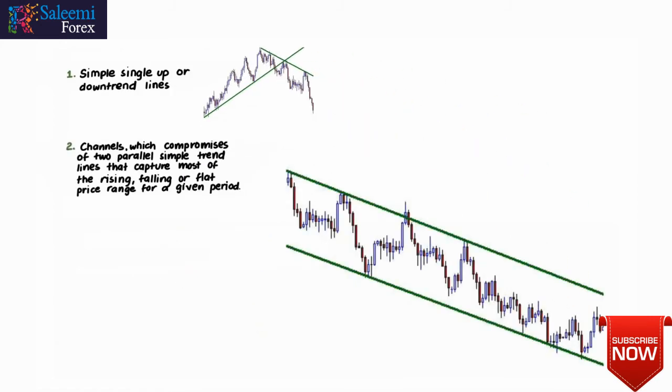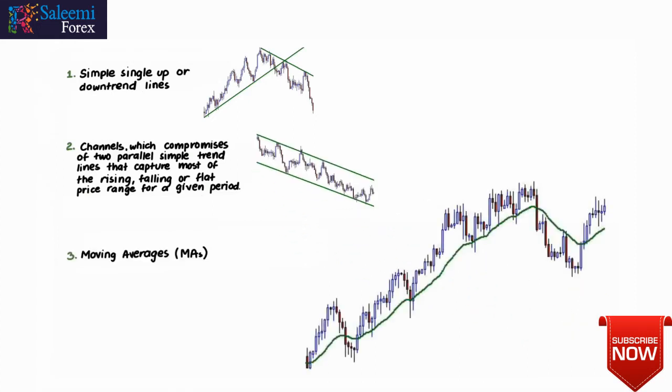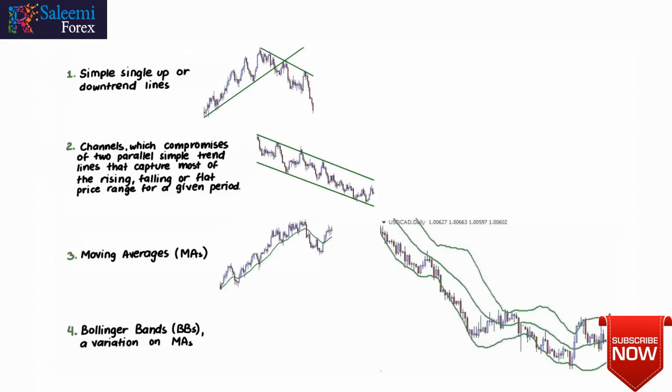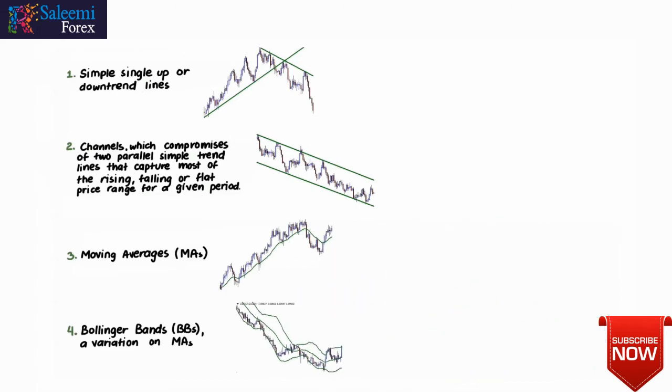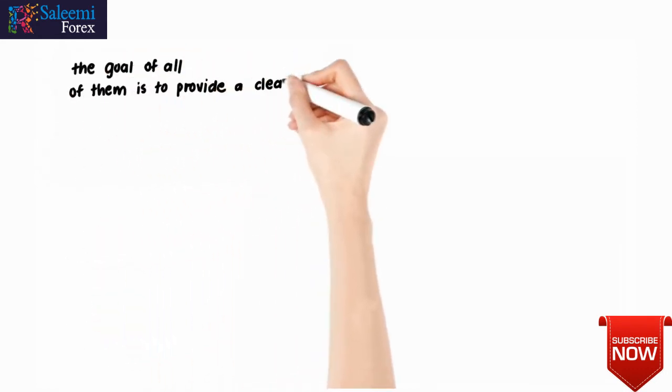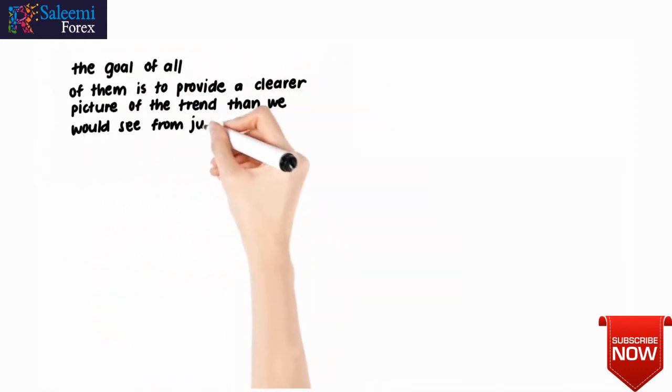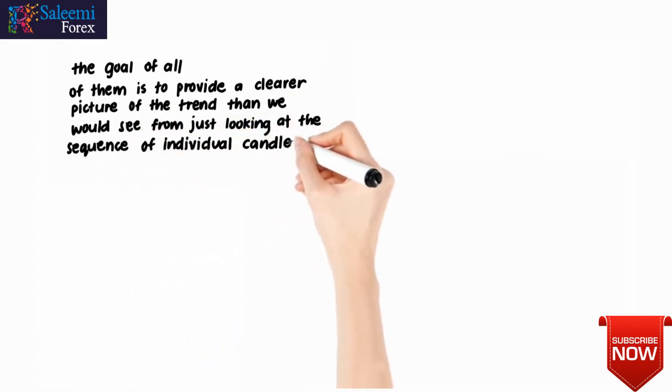2. Channels, which are comprised of 2 parallel simple trend lines that capture most of the rising, falling, or flat price range for a given period. 3. Moving averages, MAs. 4. Bollinger Bands, BBs, a variation on MAs. While these vary in complexity and appearance, the goal of all of them is to provide a clearer picture of the trend than we would see from just looking at the sequence of individual candles.